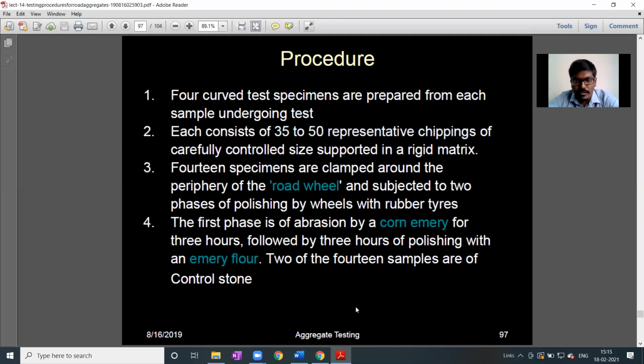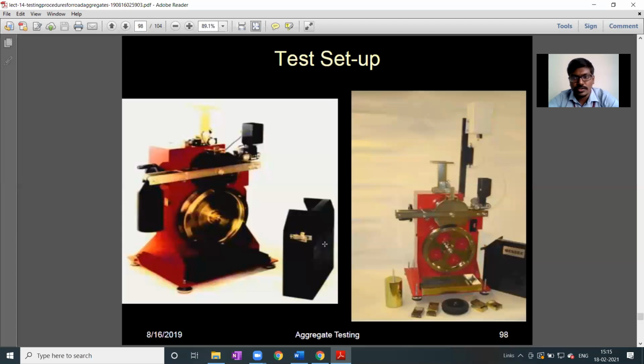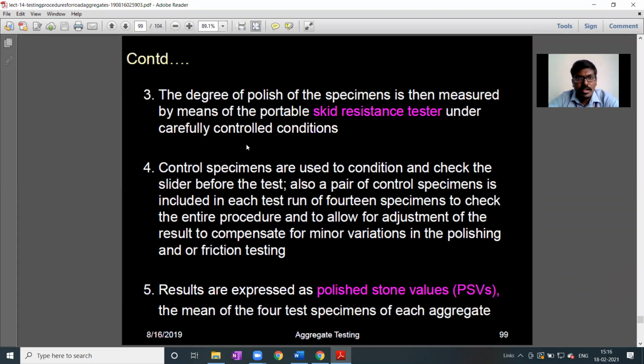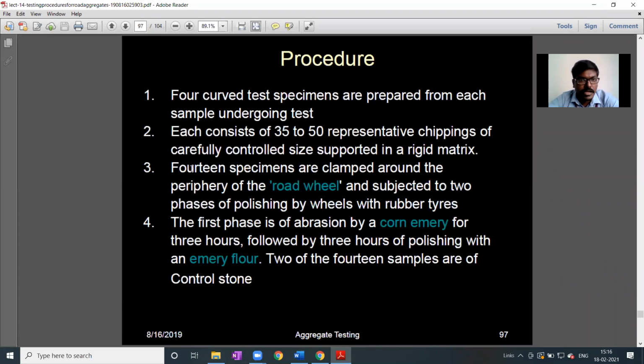So a road wheel here looks like this. So this is the test setup. What happens here? Whatever you see, right? This acts like a wheel, and in this box we will be putting the aggregates in a matrix, and we will be placing it here, and the wheel will be rotating. So the degree of polish, and I'll continue.